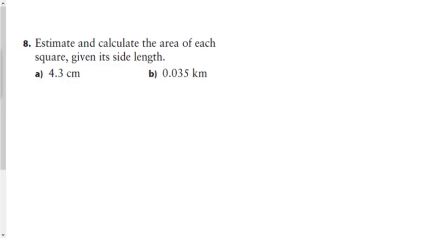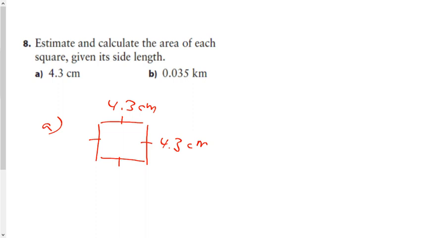Question 8 says, estimate and calculate the area of each square given its side length. So obviously, the best thing you could probably do if this was a test question is first draw a picture and say, if the side length of that square is 4.3 centimeters, does anyone know what the formula is for the area of a square? Now, some people would say it's length times width or side times side. But in grade 9, the area of a square is actually side squared. So what is 4.3 squared going to be equal to?